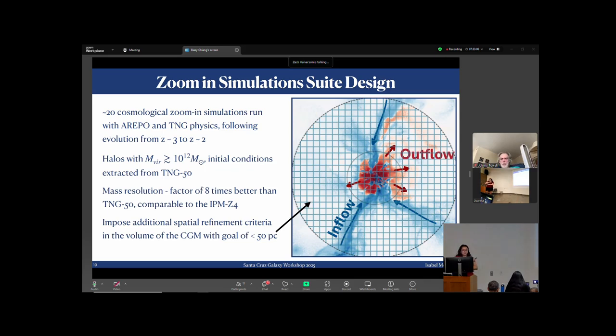As a base, we're increasing the mass resolution in general by a factor of 8, which will be about the same as the highest simulation that's been run. And then in addition to that, we will impose a spatial refinement criteria within the volume of the CGM and the surrounding area with a goal of 50 parsecs, but really to see how far we can push that to hopefully resolve some of these interactions.